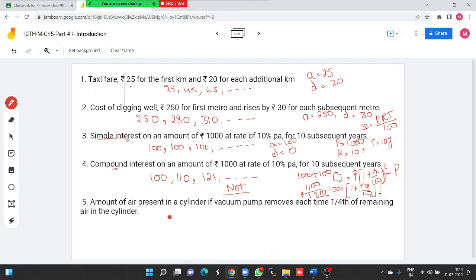And now the last statement says amount of air present in a cylinder if a vacuum pump removes each time 1/4 of the remaining air. So now again this is the clue, remaining air. तो 1/4 of remaining air की अगर हम बात करेंगे तो no, this will not form an AP. तो ये वाला क्वेश्चन भी आपका 1 मार्क का क्वेश्चन में आ सकता है, where you are given some statement and you have to check if the statement will form an AP or not.